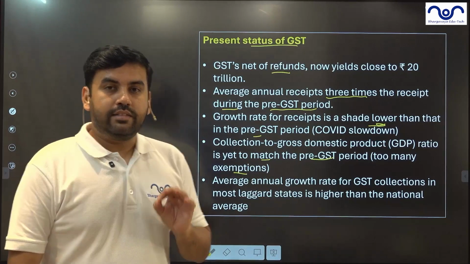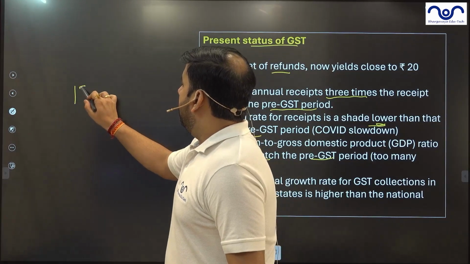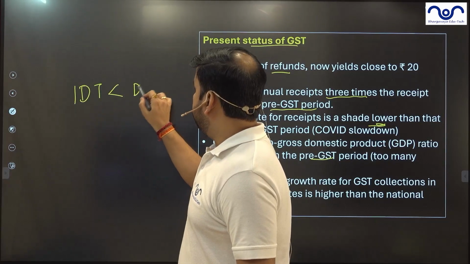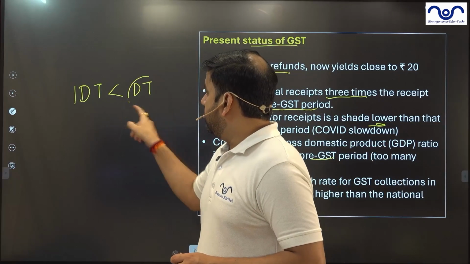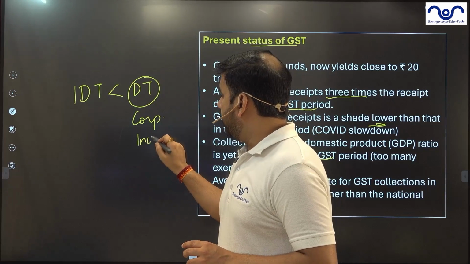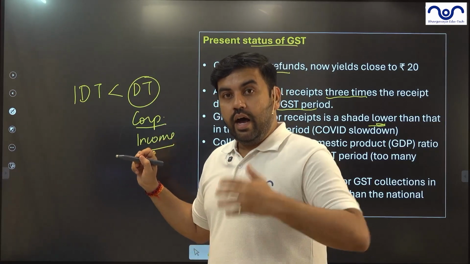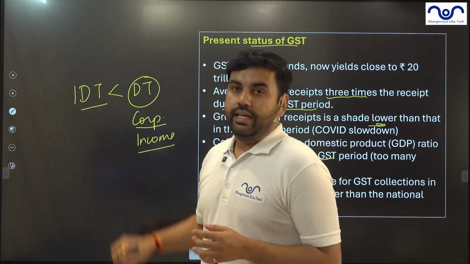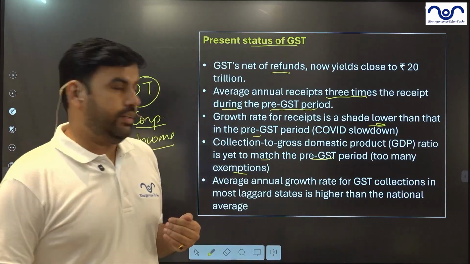And now please understand, in this, I would like to add that indirect taxes are now less than direct taxes. This is very important, guys. Now in direct taxes, specifically corporate tax and income tax, they are taking a higher role, higher share in the GDP compared to the indirect taxes. Hence the role of GST is declining and the role of corporate and income tax is increasing.